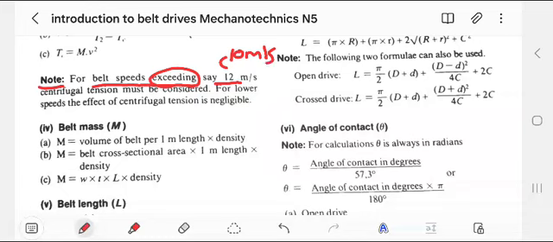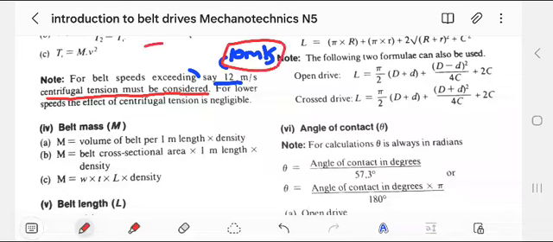When exceeding, let us start from 10. Take note about what I've given. If the speed is greater than 10, exceeding centrifugal tension must be considered. We must calculate the centrifugal force, TC. We must calculate it. You understand?